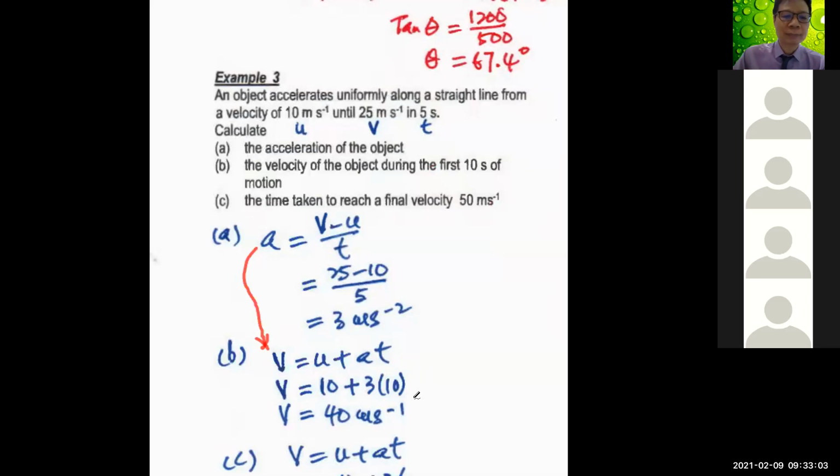Okay, initial velocity is 10, acceleration is 3, and the time is 10. So you calculate, you get this answer. Okay, last one. Time taken to reach final velocity of 50. Same formula lah. Now you are supposed to find the time taken to reach this velocity. So what is the answer?